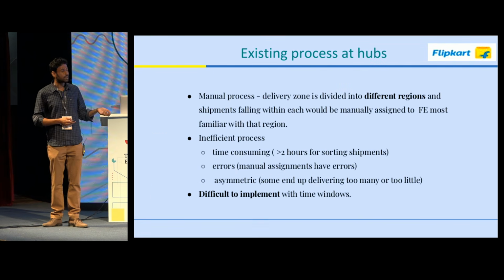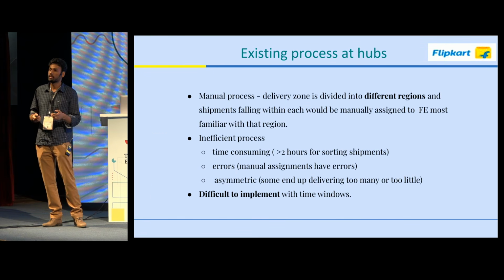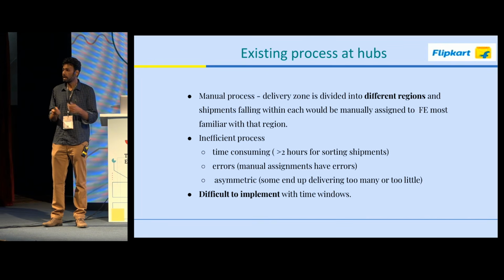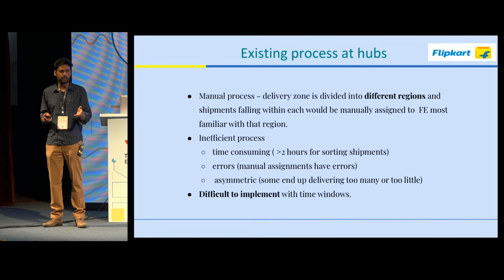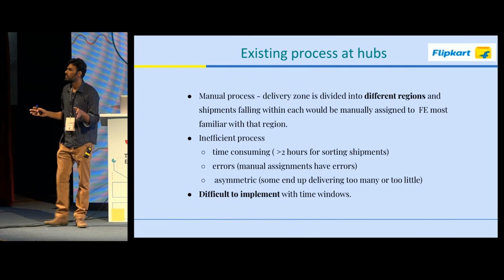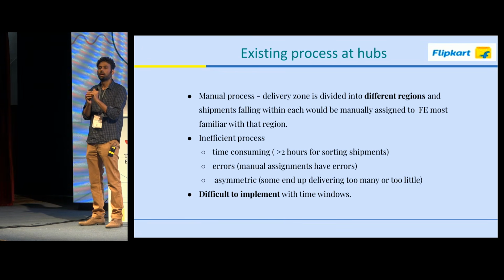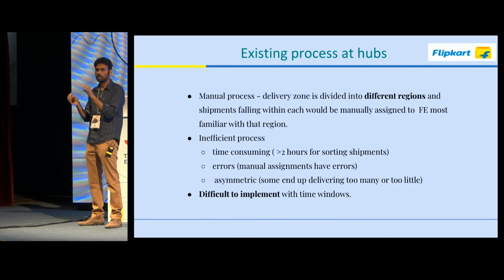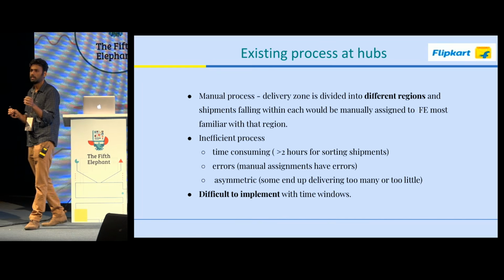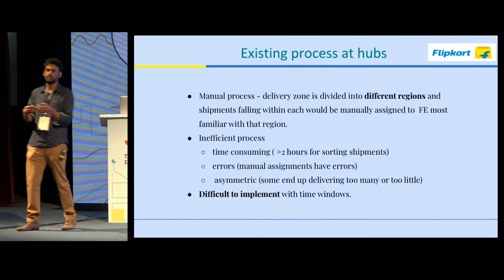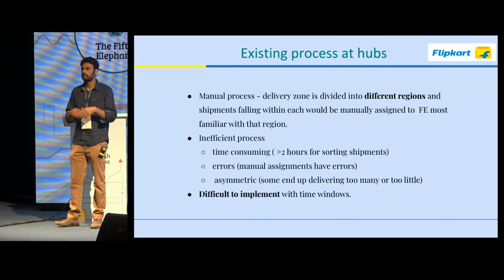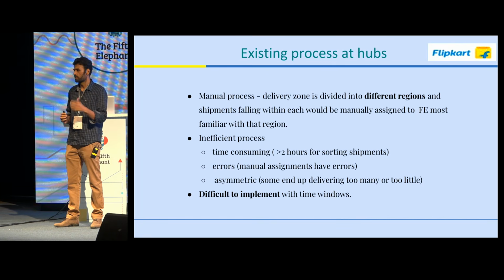So let's get back to what is typically done in these hubs. It's a manual process. So you have the delivery hub and you have a set of shipments. The delivery zone, that is the region over which you accept shipments for that delivery hub, is divided into different regions, and then shipments falling within each region are assigned to an FE who's most familiar with it based on experience. And then he goes about and delivers the shipments.